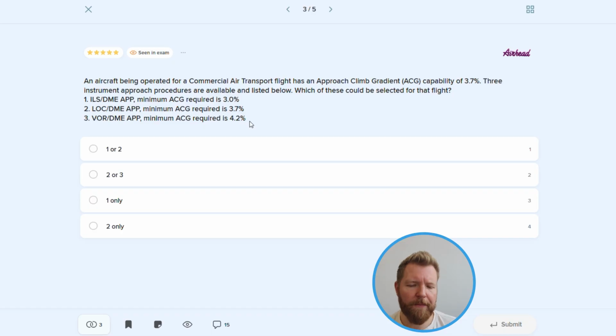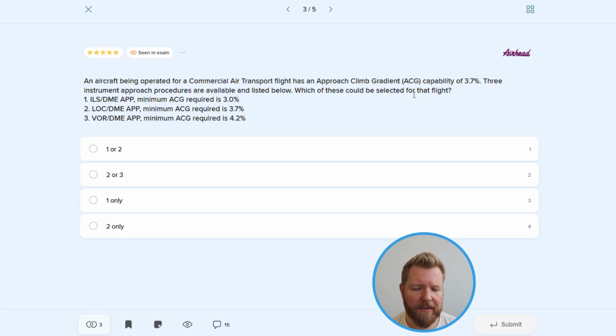Okay, so the purpose of the minimum approach climb gradient is to ensure a safe missed approach with one engine inoperative and in an approach configuration, so flaps set for approach and gear up. So we as commanders, as pilot in command, we always have to check if our aircraft's approach climb gradient capability is equal or greater than the one required by the procedure.